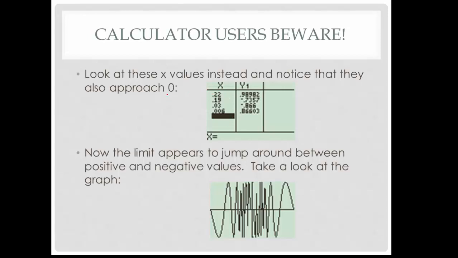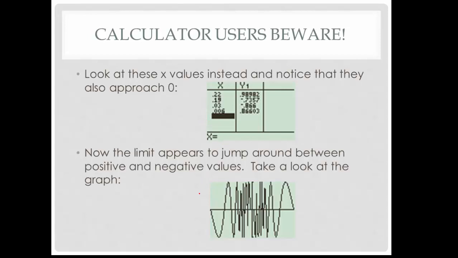So this would count as taking a look at the limit as x approaches 0. But notice the y values. Not only are they not approaching one specific number, the first one's positive, the next two are negative, the one after that is positive. It's bouncing around between positive and negative numbers. Now, if you know what the graph of sine x looks like, that's not that big a surprise.